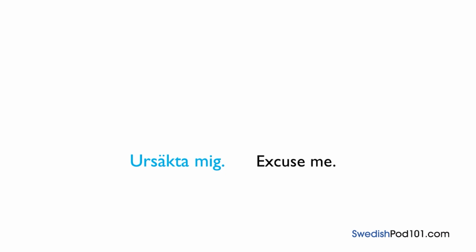Just like ursäkta mig, we can use förlåt when apologizing for an action. Förlåt means I'm sorry. You can also hear some Swedes say sorry, which is a loan word from English, and it's often used as a quick apology amongst friends. Both of these phrases can be used for either excuse me or I'm sorry. But if you really want to apologize for something, it might be better to use the word förlåt.